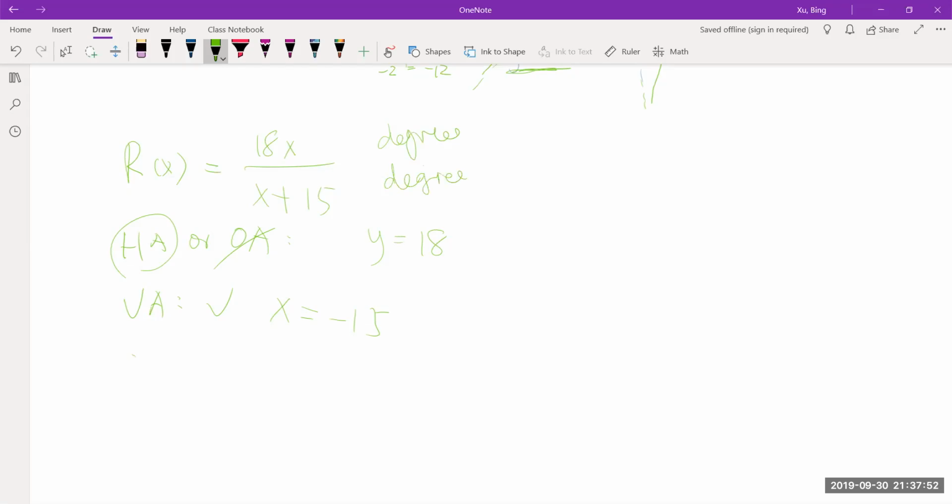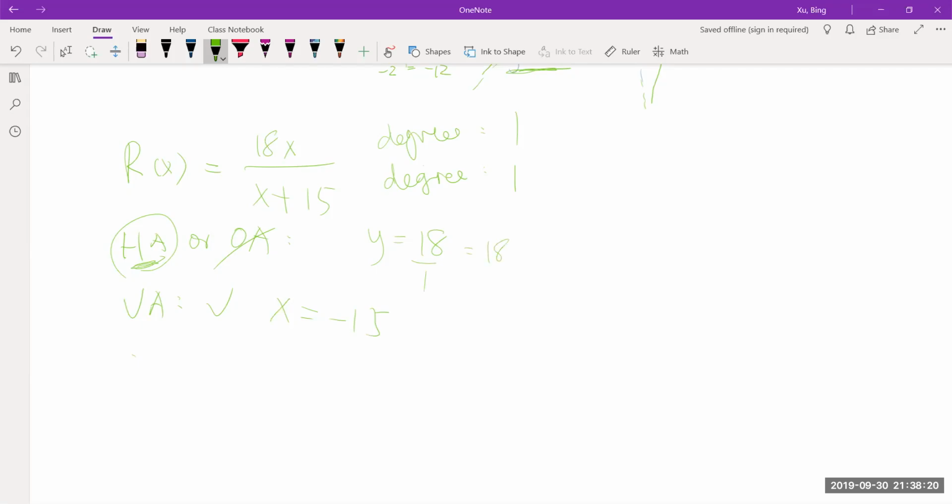So the degree of the top is 1, right? The degree of the bottom will also be 1. Since the degree of the top is equal to the degree of the bottom, you have a horizontal asymptote. So first you decide that. What is the equation of the horizontal asymptote? Then that would be 18 over 1, which is 18. So that's why y equals 18.